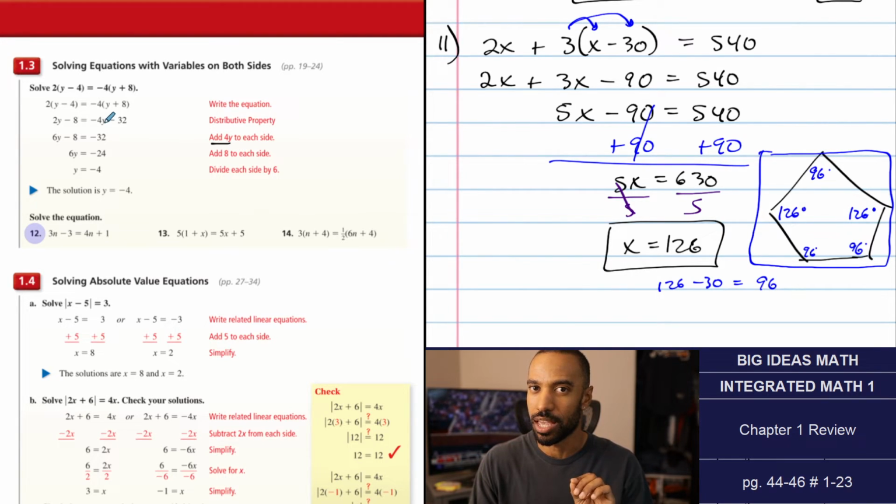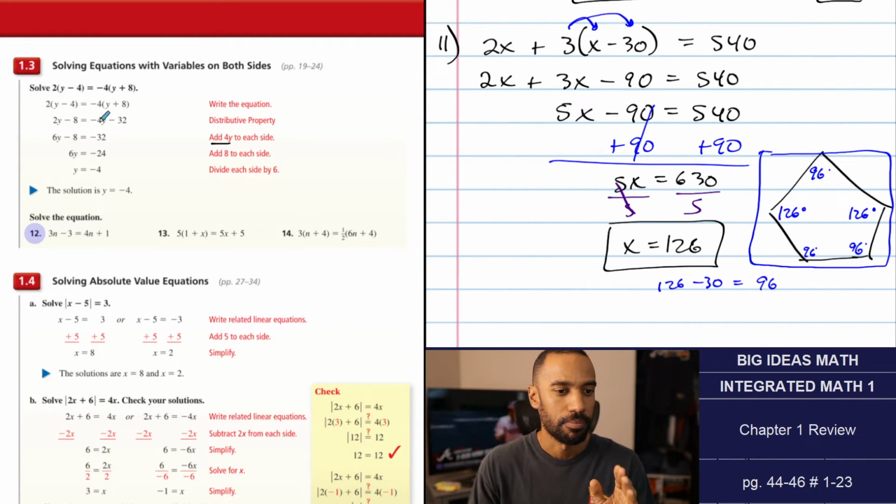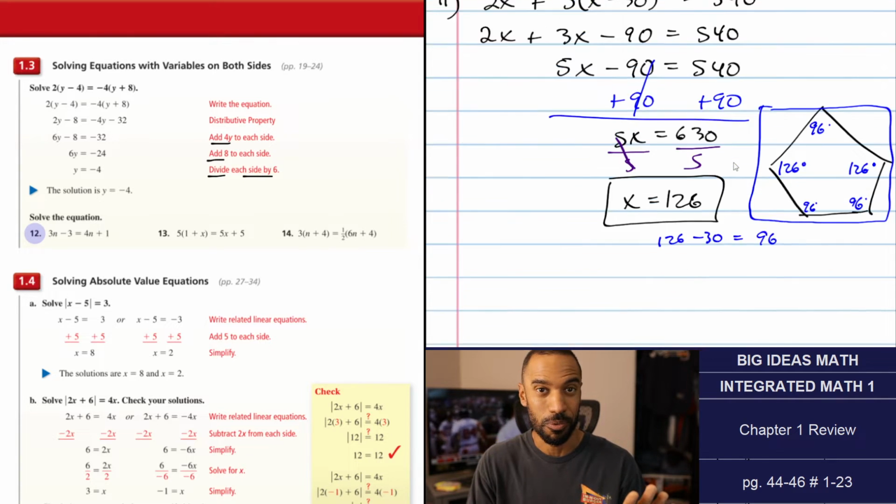Now, there are special cases in this section of problems where sometimes your variables will cancel out, and we'll talk about what happens in those situations. So, anyway, they add 4y to both sides to get 6y. Now they're going to add 8 to both sides of the equation to get the variable term by itself, and then they divide both sides by 6. Divide by 6 to get the variable by itself. They're not asking us to double check these, so I gladly won't.